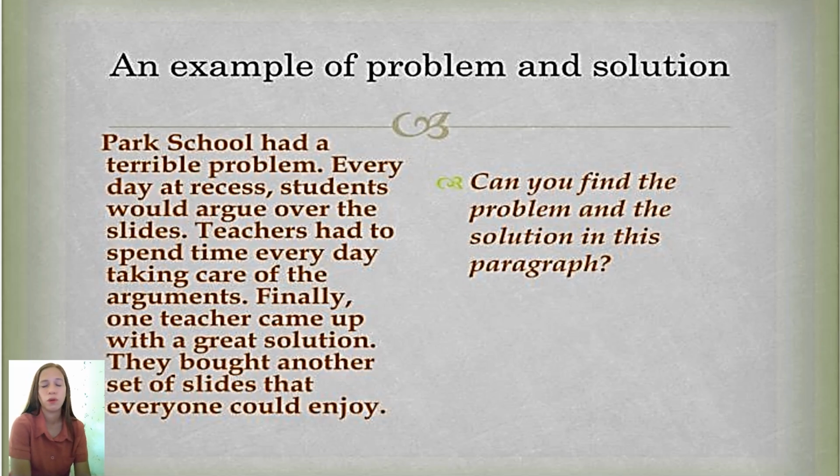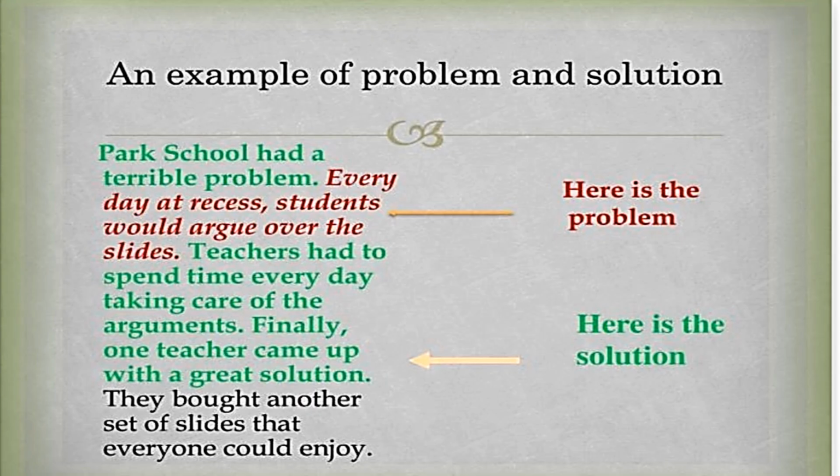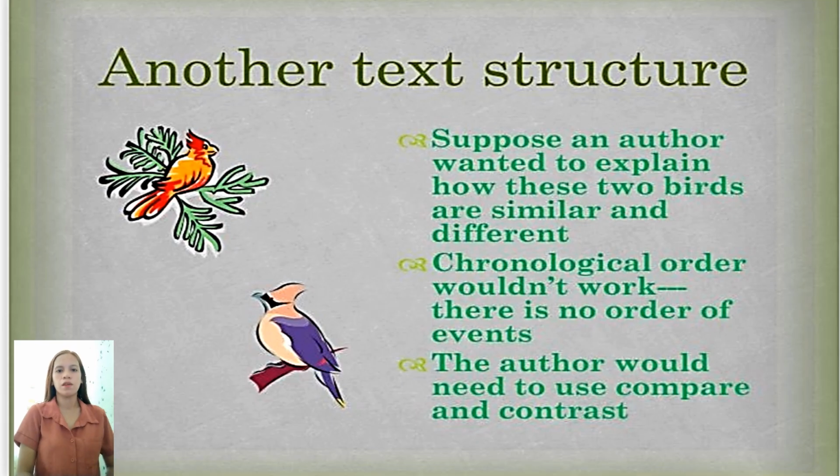So, can you find the problem and the solution in this paragraph? The problem in the given scenario is located at the second sentence of the paragraph, wherein it is every day at recess, students would argue over the slides. So we can use the given illustration. In the given illustration, we have the problem and we have the set of the solution.